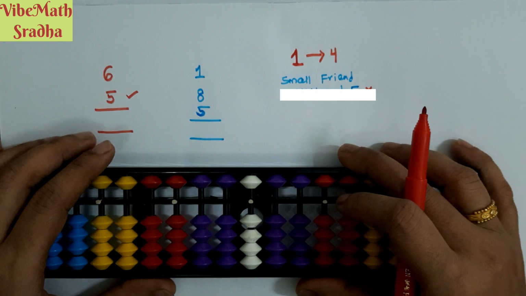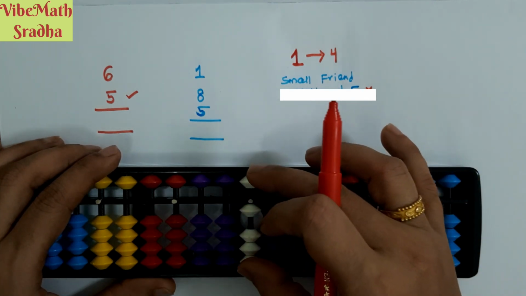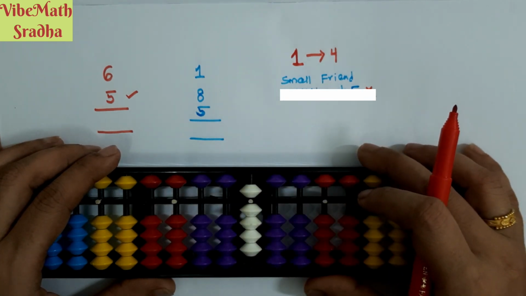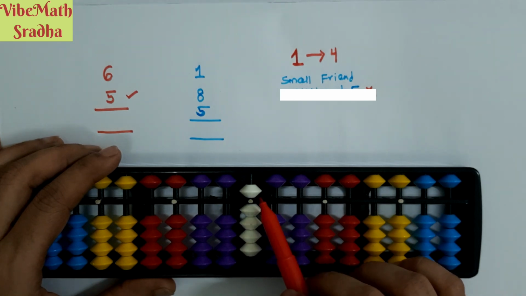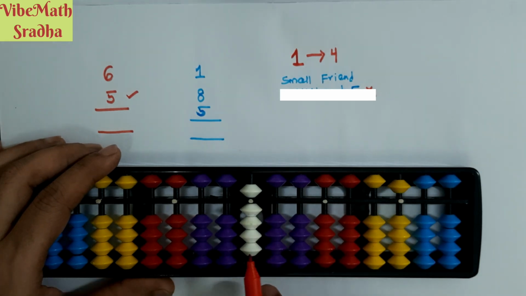Let's see the second sum, which is 1 plus 8 plus 5. Here also the same condition. We have already used the bead of 5. In this case the direct addition of 5 is not possible, and also we can't use the small friend addition of 5. So how can we solve both these sums, right?